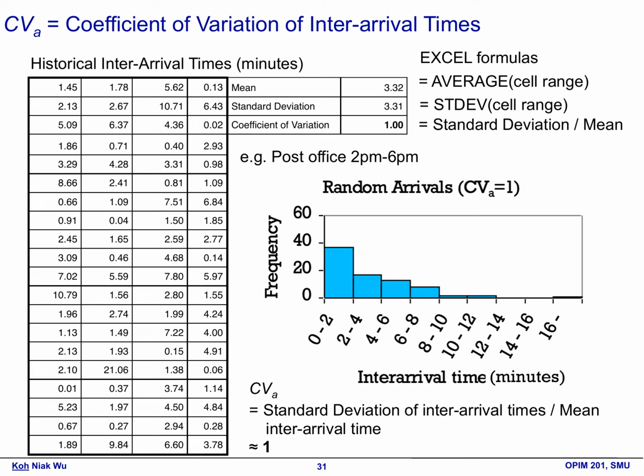Consider arrivals at a post office between 2 p.m. and 6 p.m. Observe the increased frequency at 0 to 2 minutes in a histogram. It means many customers arrive close together. In the case of random arrivals, CVA is approximately 1.